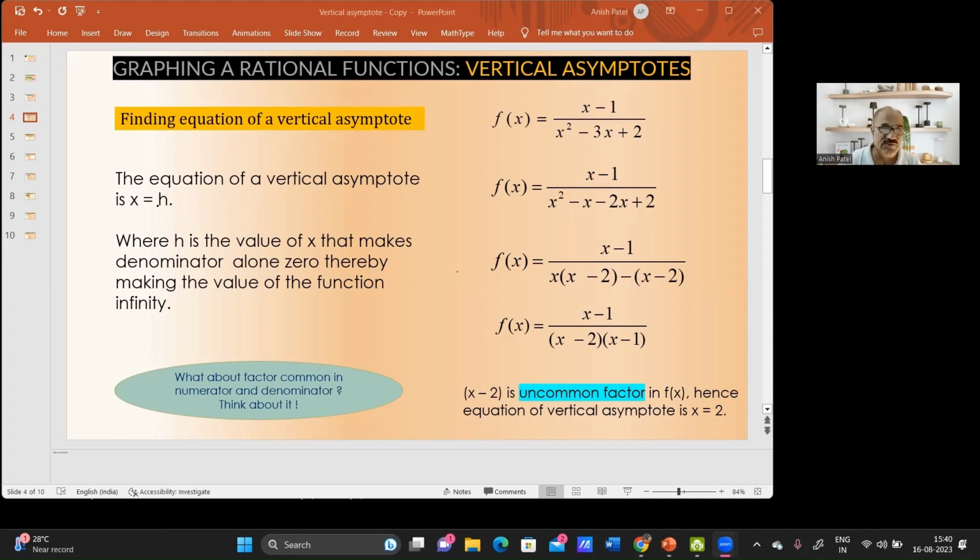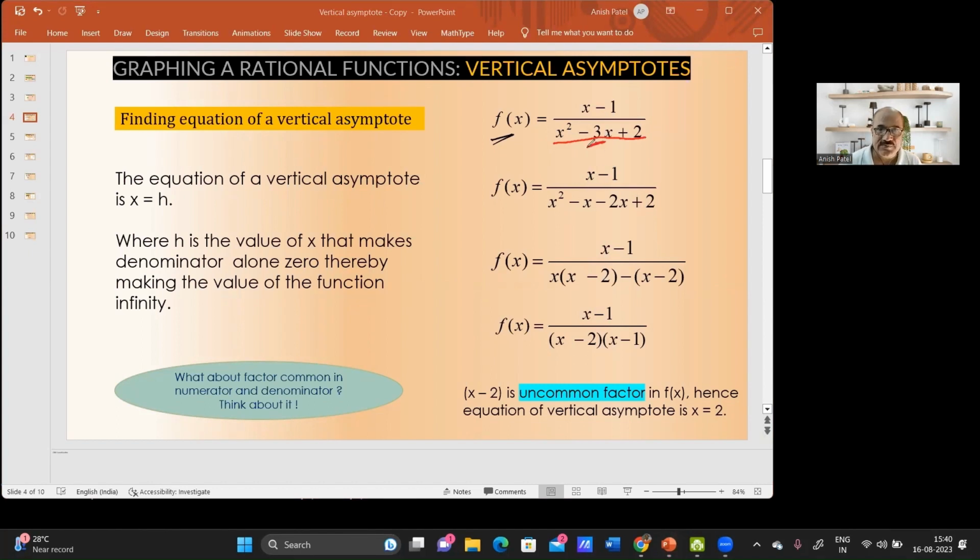h will be the value of x that makes the value of this function infinity. That means it makes the denominator alone 0, right? So if this denominator is 0, then this will be the asymptote, but it should not be x minus 1 because it is in the numerator also, right? So what we have to do first is factorize this polynomial, because we need linear factors.